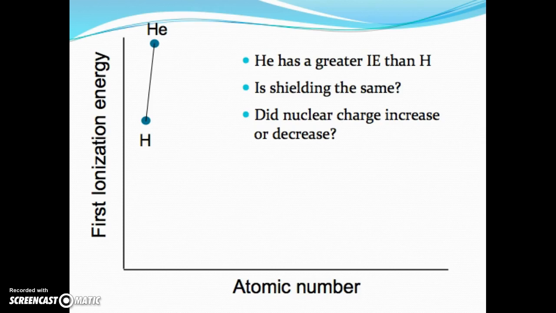It's not a straight pattern for ionization energy across the period, so I just want to show you what's happening. As we go from hydrogen to helium across period 1, helium has a greater ionization energy, which makes sense. We're in the same period. The shielding is the same, meaning we have the same number of shells. Nuclear charge increases for helium, so it's harder to remove the electron from helium.